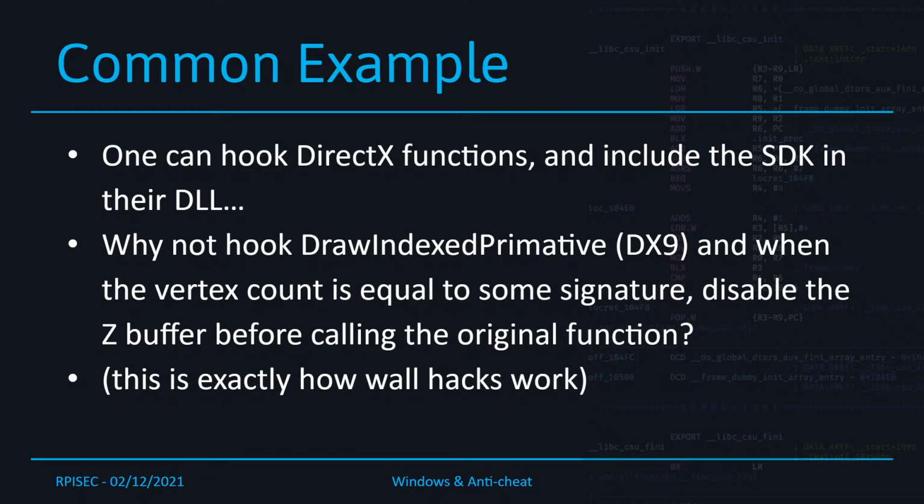So a really common way to abuse this is to hook into DirectX. DirectX is the graphics library that actually renders the program. I mean, there's Vulkan too, but DirectX is, I think, the first one you think of. You kind of think of a graphics library. So, suppose we were to hook into DrawIndexedPrimitive, and when we're drawing a model with exactly the correct vertex count, just turn off the z-buffer test.